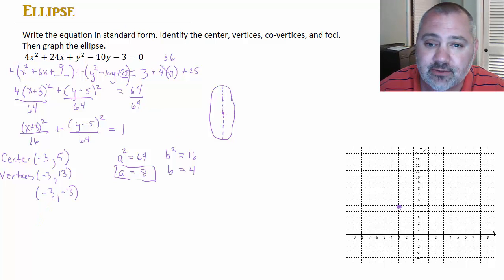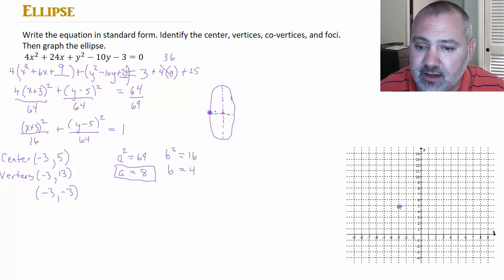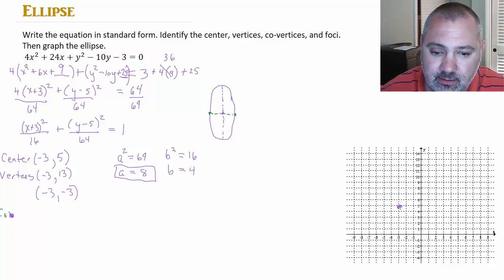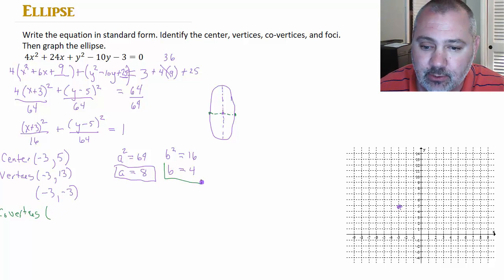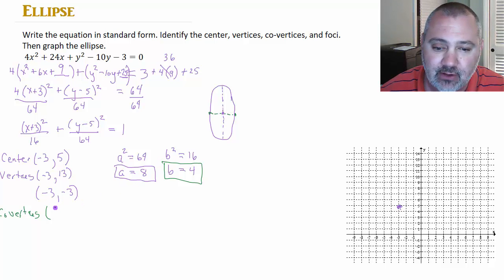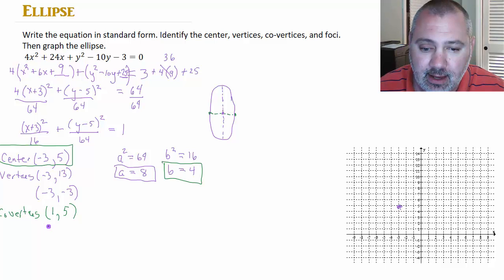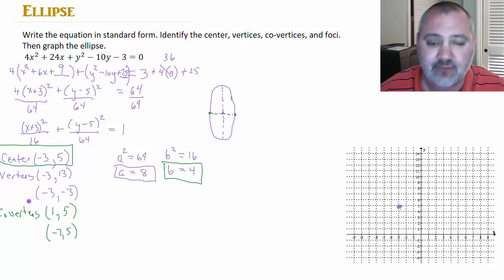Our covertices will be left and right, here and here. So covertices left and right. So we take our b value and add it and subtract it to the x in this case. So -3 plus or minus 4 becomes 1, comma, 5. Always come back to the center here because this is where we're moving from. And negative 7, 5.